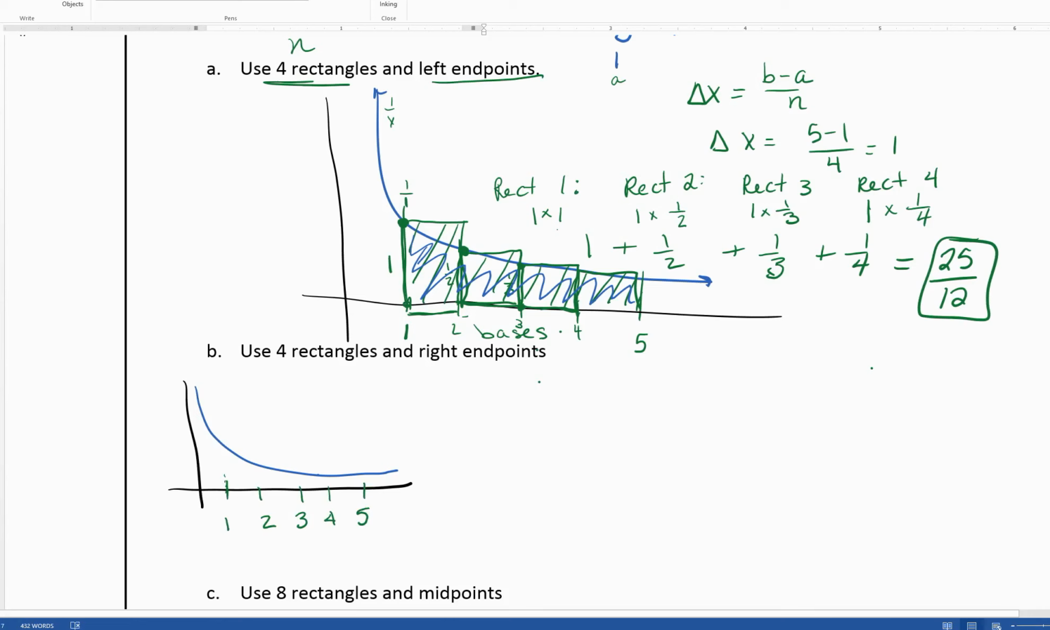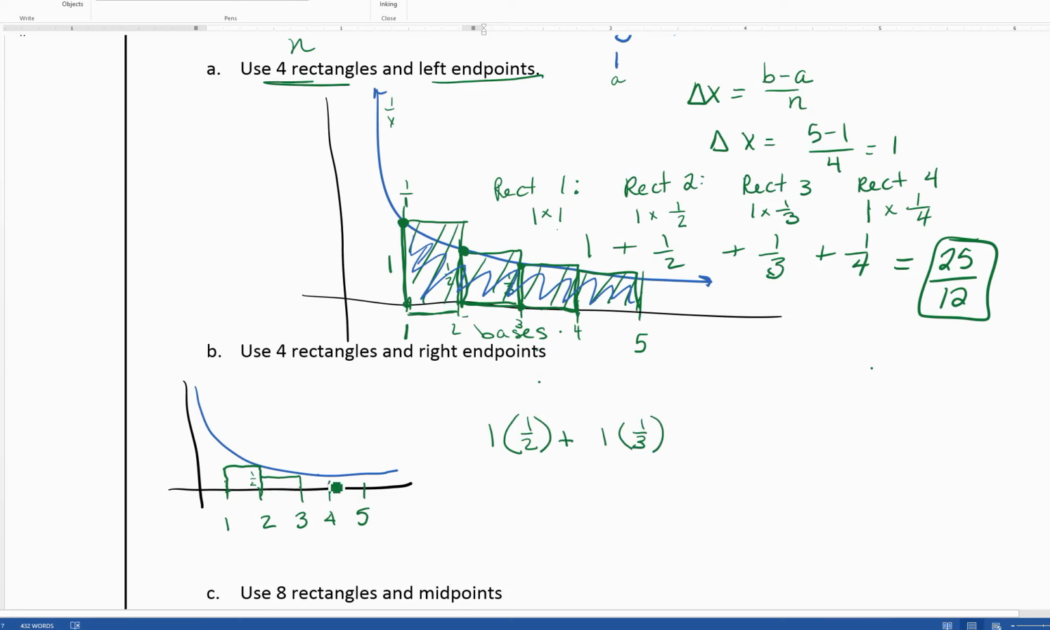we're going to say, okay, so our first base is here from 1 to 2. The right-hand endpoint of that is at 2. So we're going to hit the graph at 2. So this would be a height of 1/2. So our rectangle 1 here would have a width of 1 times a height of 1/2. Plus our second rectangle, we would go up at 3. So it would be still a width of 1 times a height of 1/3.